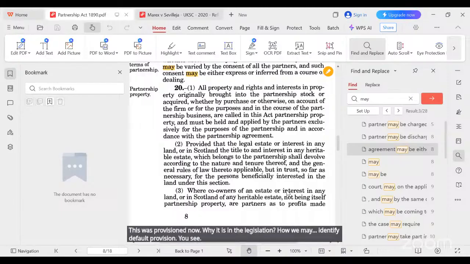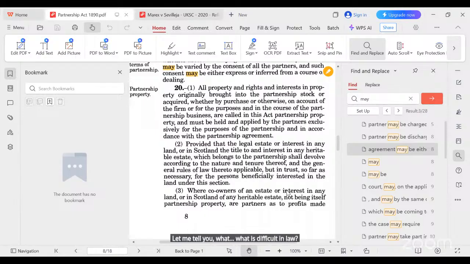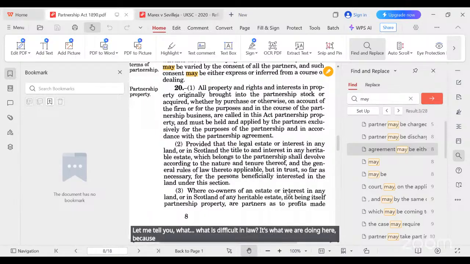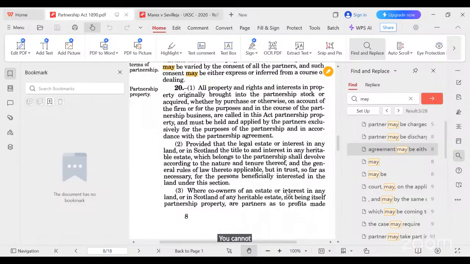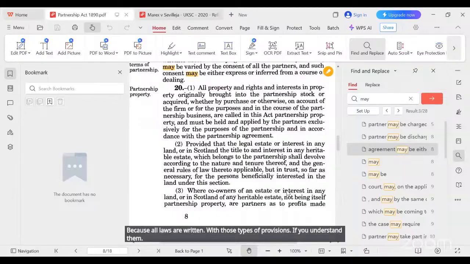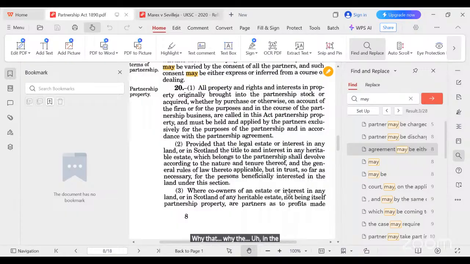You see, let me tell you what is difficult in law is what we are doing now here. Because if you don't know these provision types, you cannot engage any law, because all laws are written with those types of provisions. If you understand them, why they are in the act, and you can identify them when you see them, then the law becomes really very small to you. But because you are not trained in this thing, it becomes easy for us to give you service on this law, because we are taught, if we are properly taught in school, we can engage this, we know the implication.